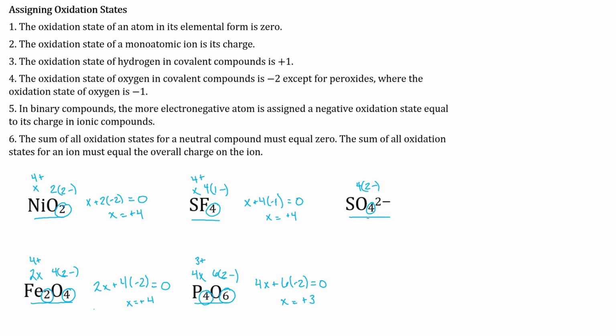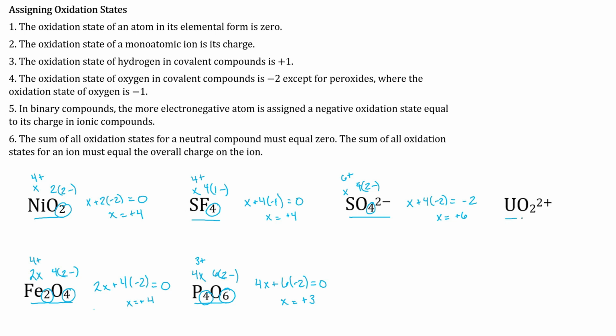My sulfur, I don't know. Thankfully, it doesn't have a multiplier. That makes this a little bit easier. I still am going to use rule 6, but I'm going to use, I would say, the second part of rule 6. So the sum of all my oxidation numbers for this ion must equal the overall charge on the ion. So my algebra is going to look like X plus 4 times -2. This equals -2. So solving for X, I get X equals +6. That is the oxidation state on sulfur.